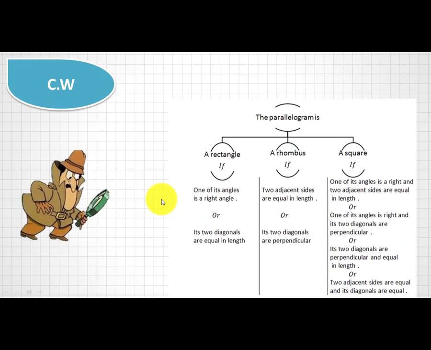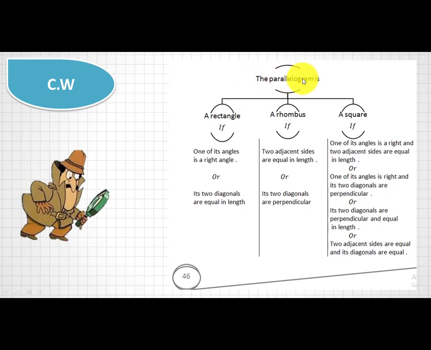And now, parallelogram can be rectangle or rhombus or square. It can be rectangle if what? If one of its angles is right angle, or if the diagonals are equal in length. Parallelogram will be rectangle if the angle is a right angle or the 2 diagonals are equal in length. And it can be rhombus if 2 adjacent sides are equal in length, or if 2 diagonals are perpendicular.